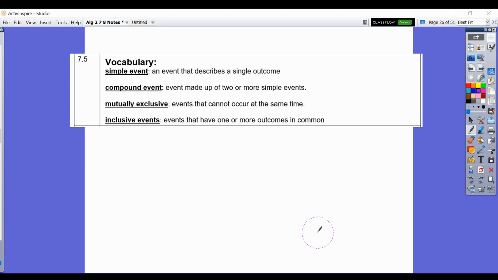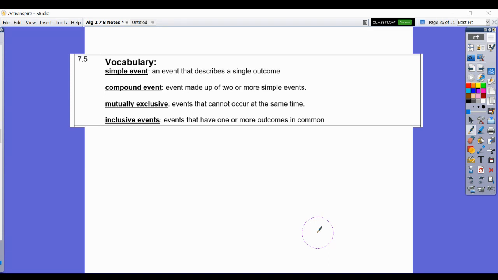And when you have a compound event, it can either be mutually exclusive or inclusive. If it's mutually exclusive, the two events cannot occur at the same time. For example, if you roll a dice and then flip a coin, you can't get the same result twice. If you want to get an even number and a 1, well, those are completely separate categories. They don't overlap, so they are mutually exclusive.